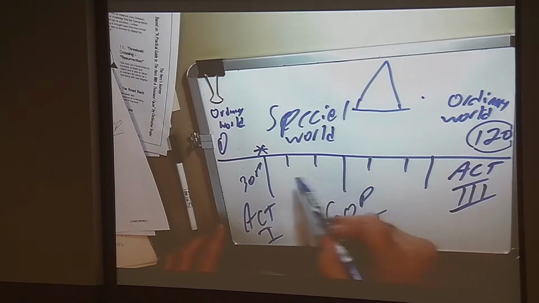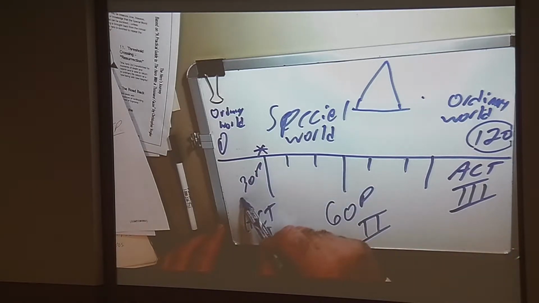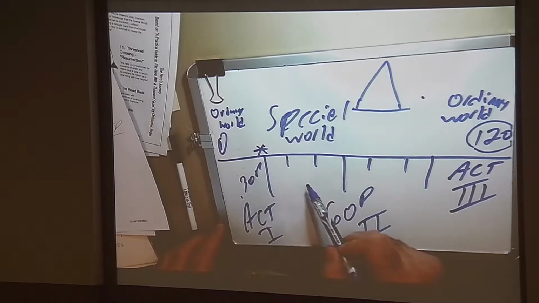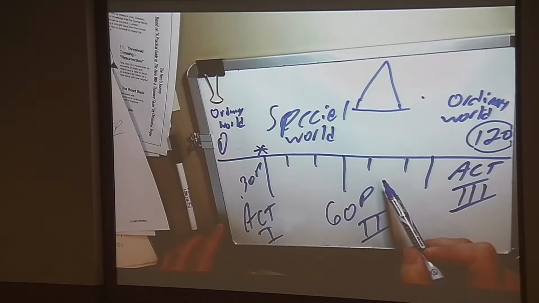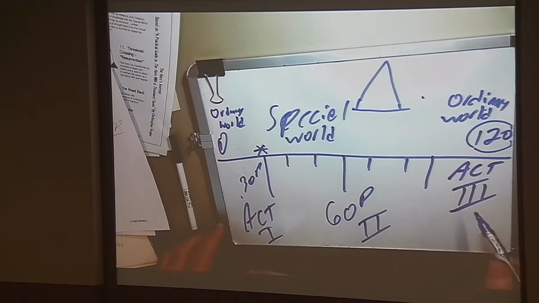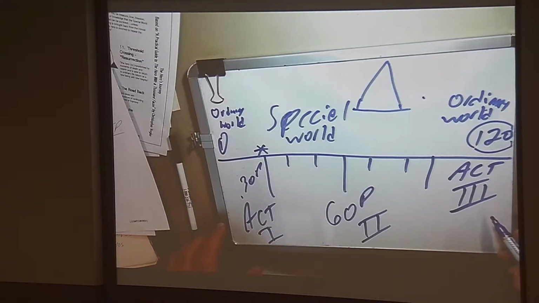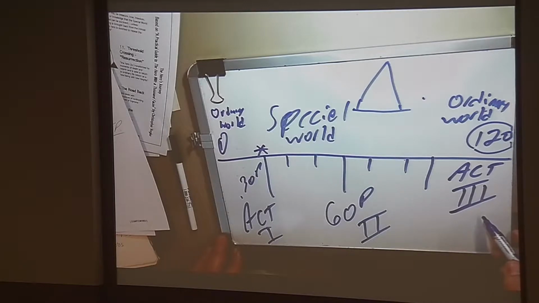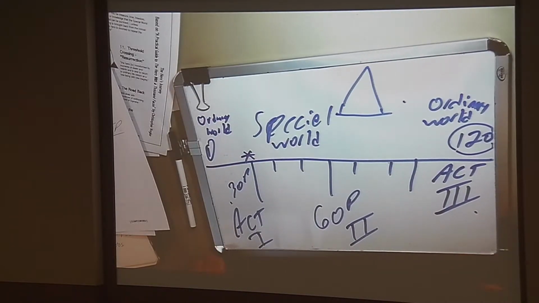This is where the conflict takes place. This is the setup for the conflict in Act 1. This is the exploration of the conflict in Act 2. And this is the solution to the conflict in Act 3. Everything is in threes. Beginning, middle, end, setup, conflict, resolution. Can everybody see that? Setup, conflict, resolution.